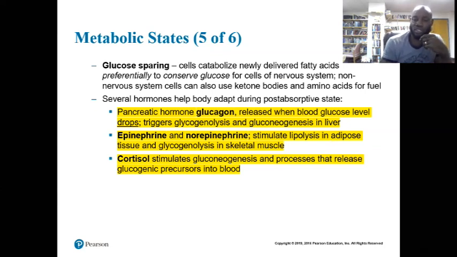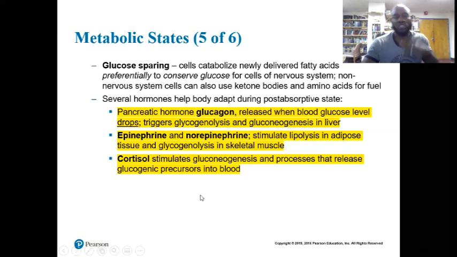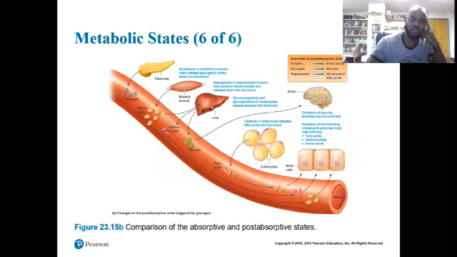And glucose in the skeletal muscles. And cortisol stimulates gluconeogenesis and processes that release glucogenic precursors into your blood, building up glucose. Right. So this all is happening during this post-absorptive stage. All right. This is just a diagram putting it all together.